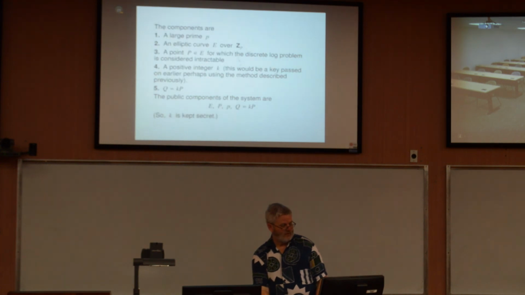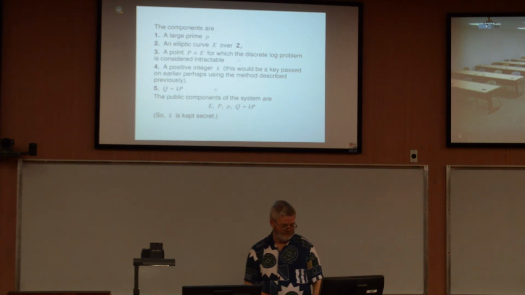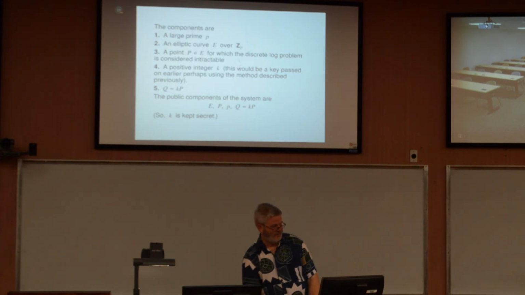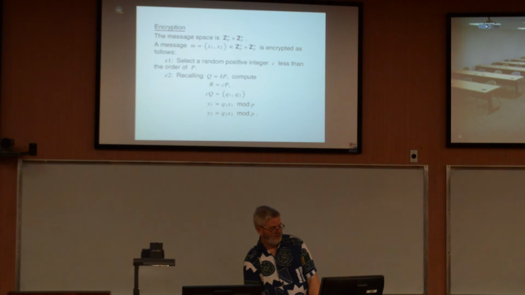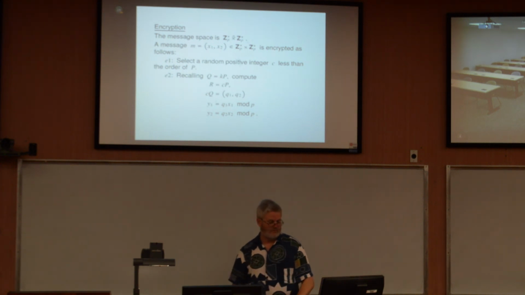So we need a large prime p, an elliptic curve E over Z mod p, a point P in E, for which the discrete log problem is considered intractable. A positive integer K, this would be a key passed on earlier, perhaps using the method previously described. Q equals KP. So the public components are E, capital P, little p, and Q equals KP, and K is a secret. K is kept secret.